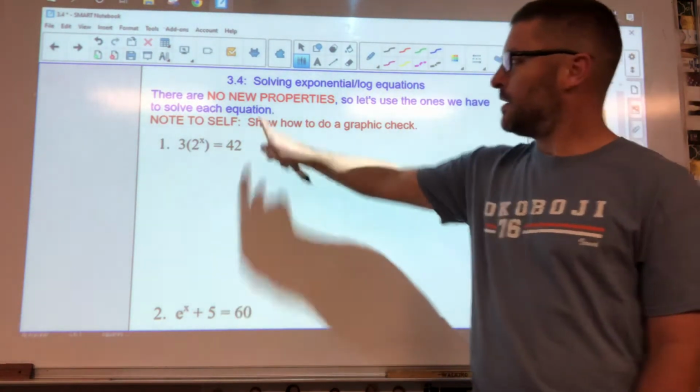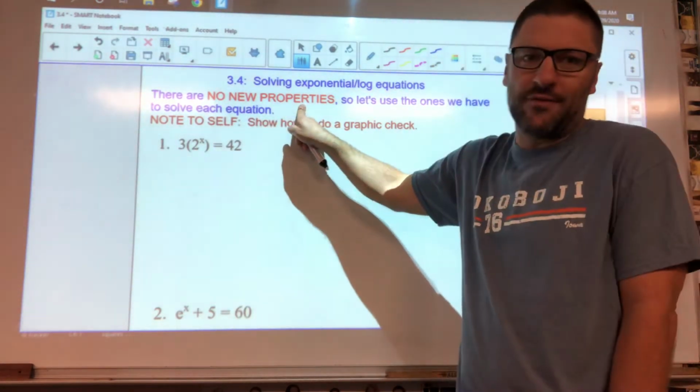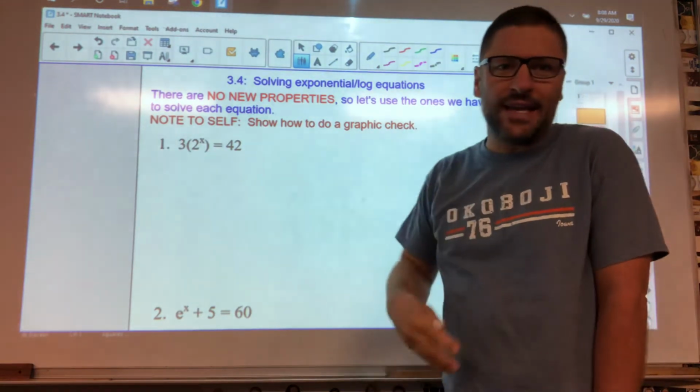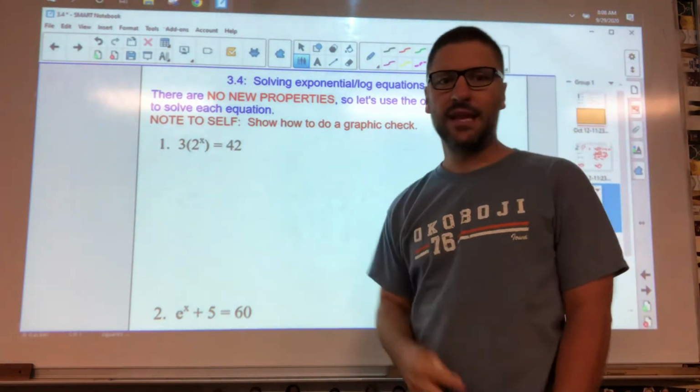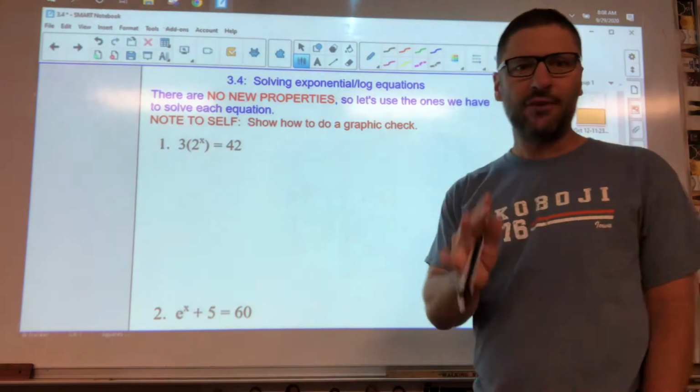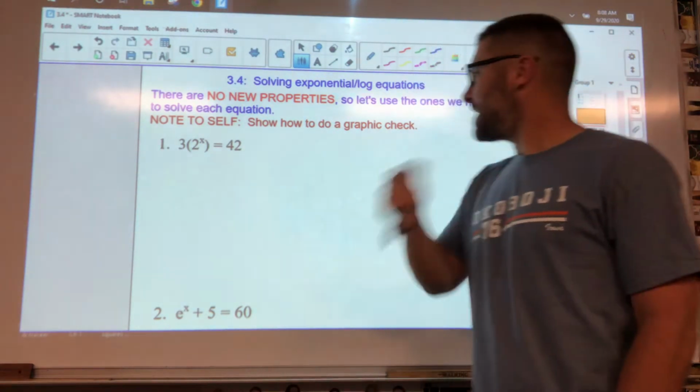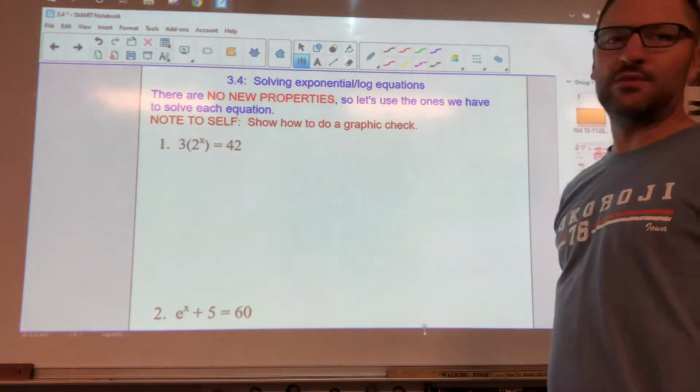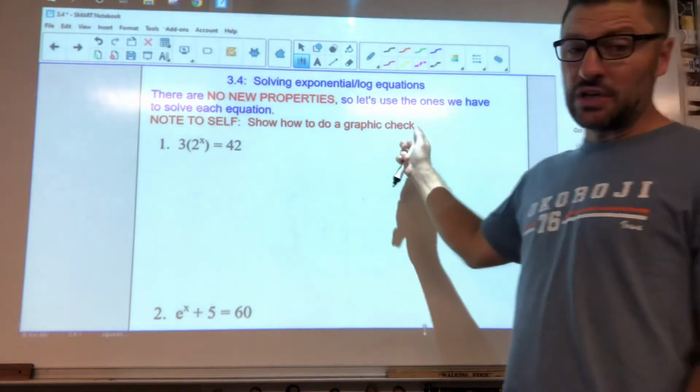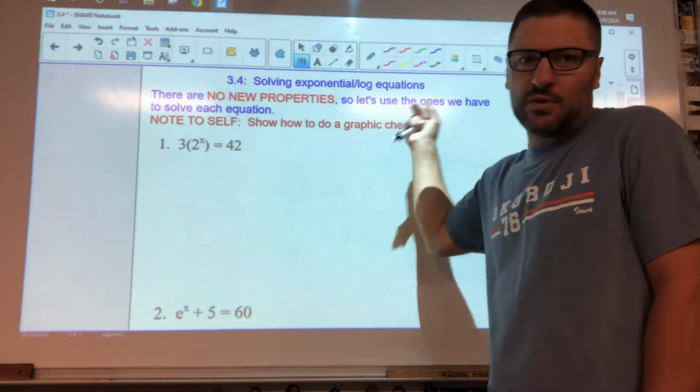The cool part is there's no new properties at all. We don't have to do anything new. I don't have any new condense, expand, anything. No new pigtail. You have everything that you need in your tool belt. You just have to be able to use them. So let's use the ones we have. And I'm also going to show you how to make sure you're right either on Desmos or on a graphing utility.